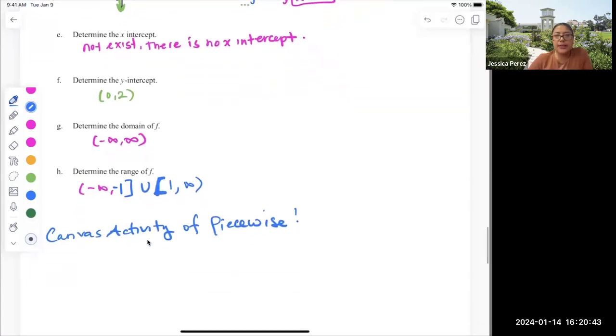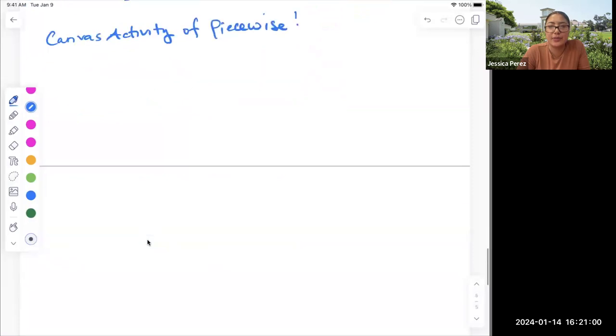And then again, please be mindful that there's going to be a Canvas activity on piecewise functions. It might be a Desmos activity. It might be a worksheet. It might be a Kudos worksheet for practicing. So please stay tuned on how to do an extra practice.